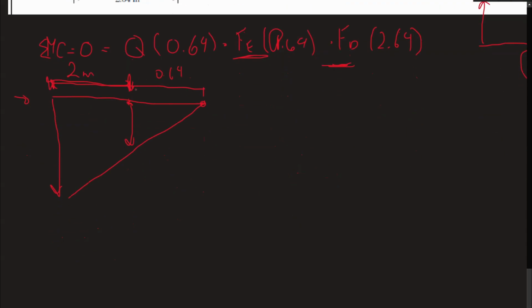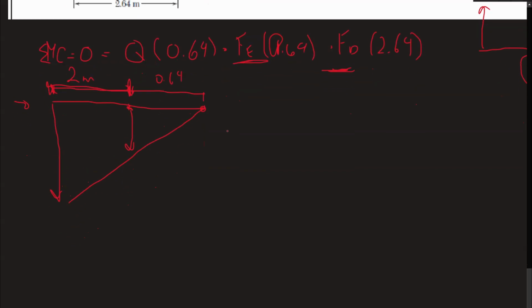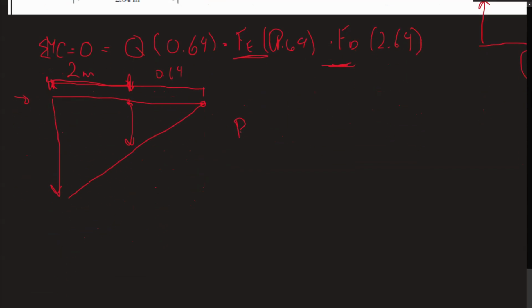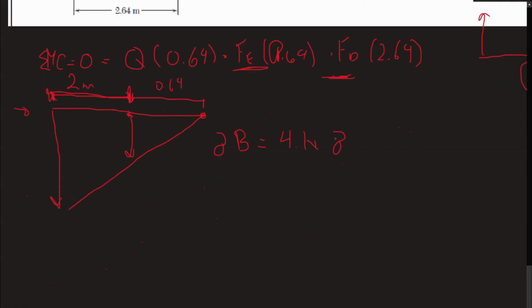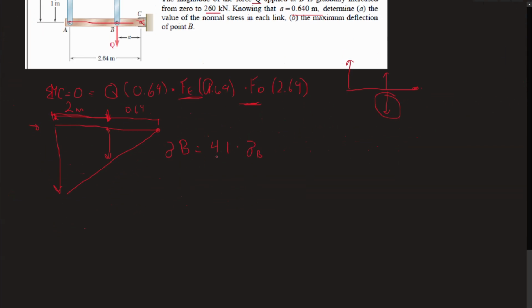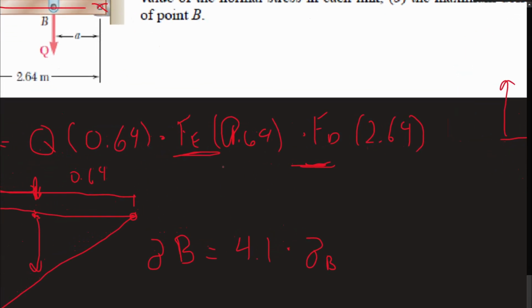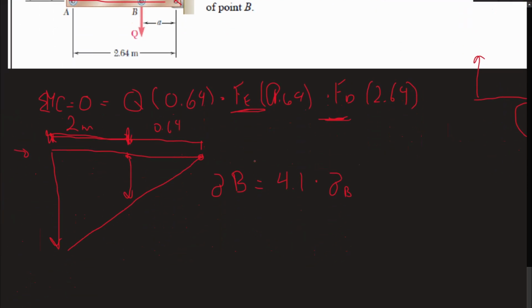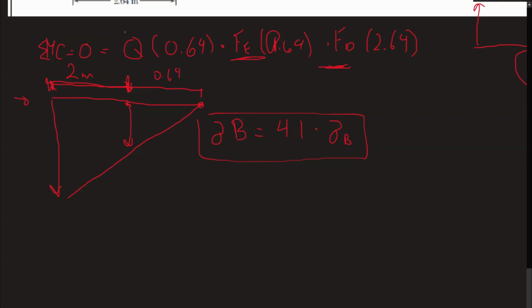So that means I'm going to divide that 0.64 over 2.64. Let's call the big beam capital B. The displacement of the big beam is equal to 4.1 times the displacement of the little beam. Right? So that means when you go over here, I don't know what this means yet, but right now you've got this. You know this, and you know this.